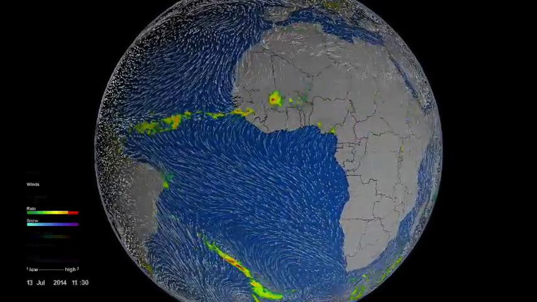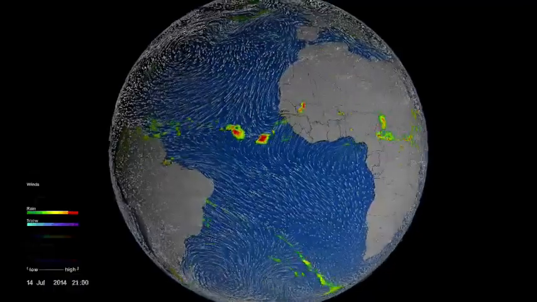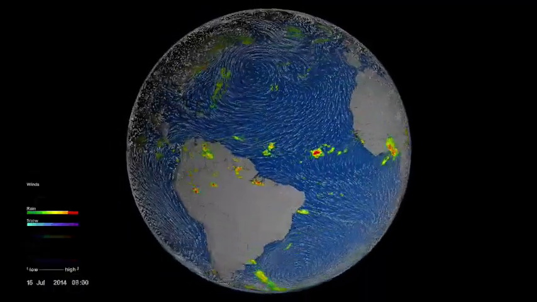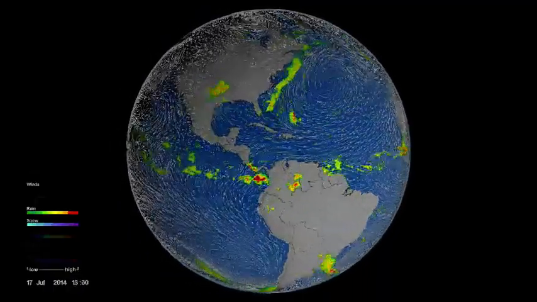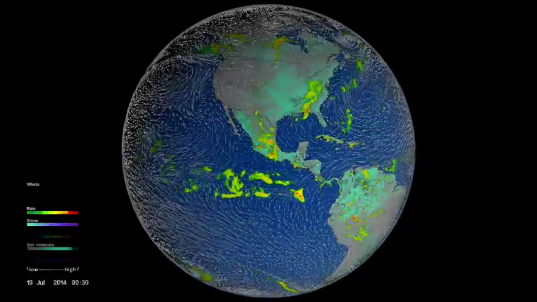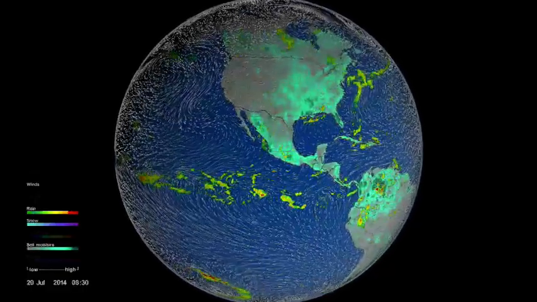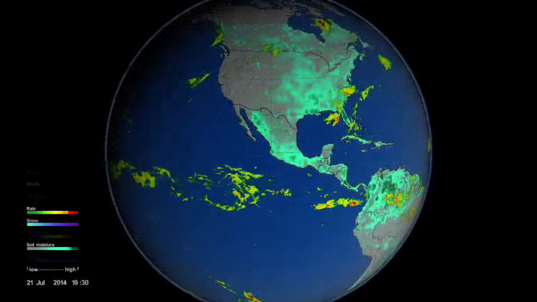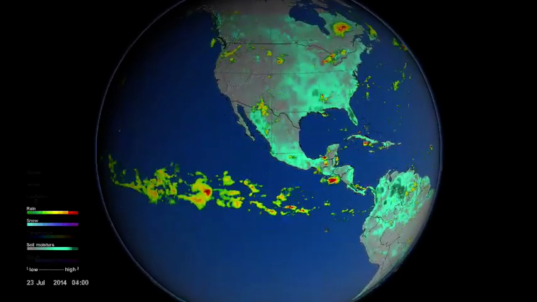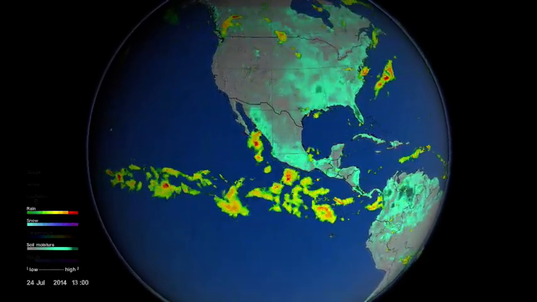Some of these westward moving storms provoke hurricanes over the Atlantic that occasionally make it to the U.S. Southwestern North America also has a summertime monsoon. You see high soil moisture in regions where there's a lot of precipitation in western Mexico, and later in the season this extends up into the southwestern U.S.